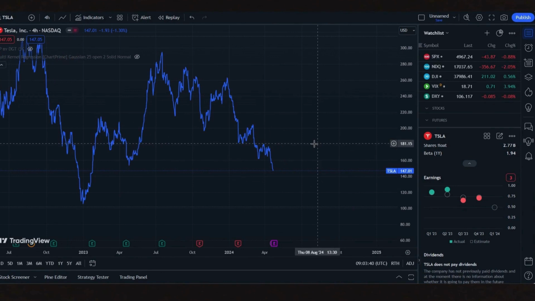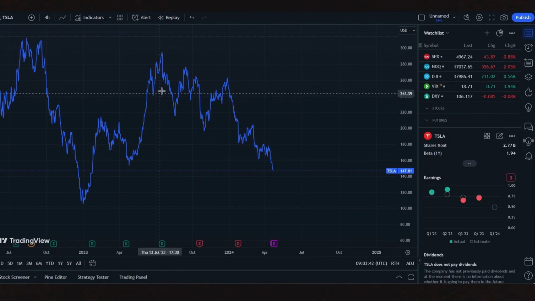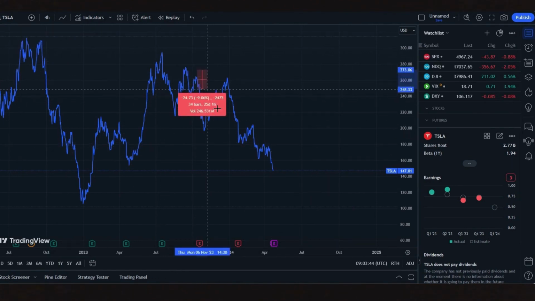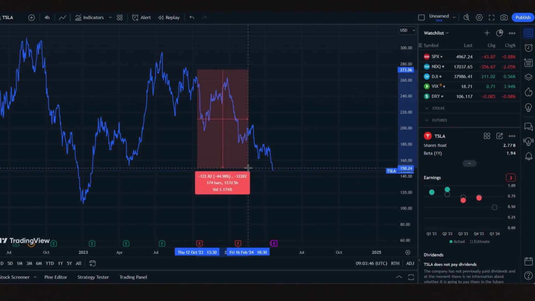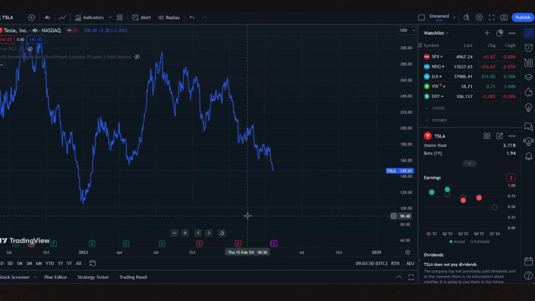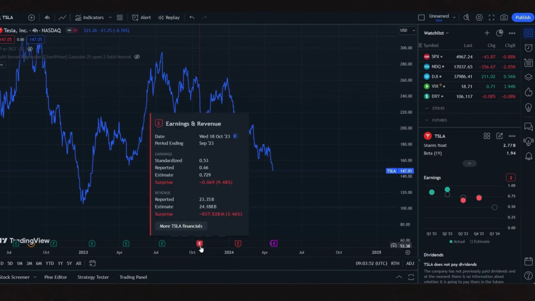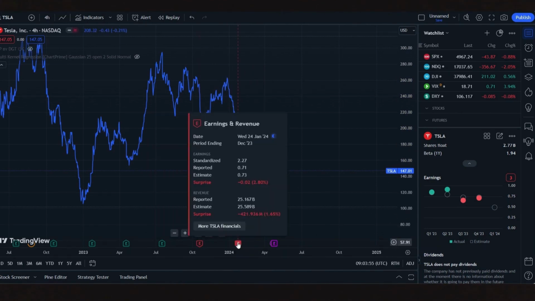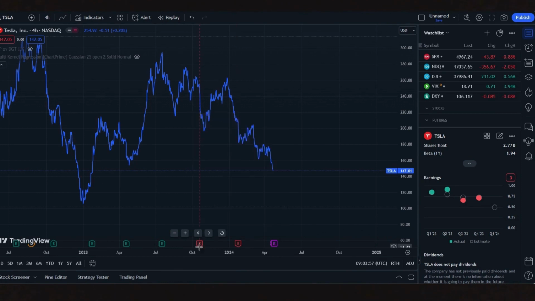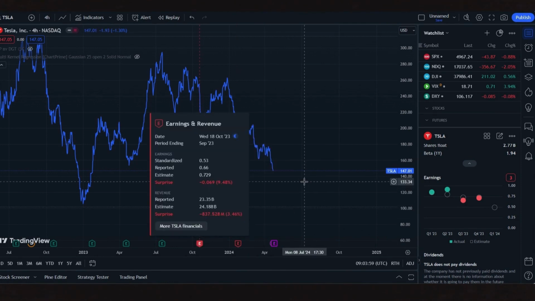First of all, let's see what happened to Tesla's price in the last 6 months. As you can see, Tesla's price has already fallen almost 45%, which is something terrible for companies like Tesla. The reason is that the results of the last 2 quarters were much lower than analysts expected. The first one was about 10% of earnings down and almost 4% of revenues down from the expectations of analysts.